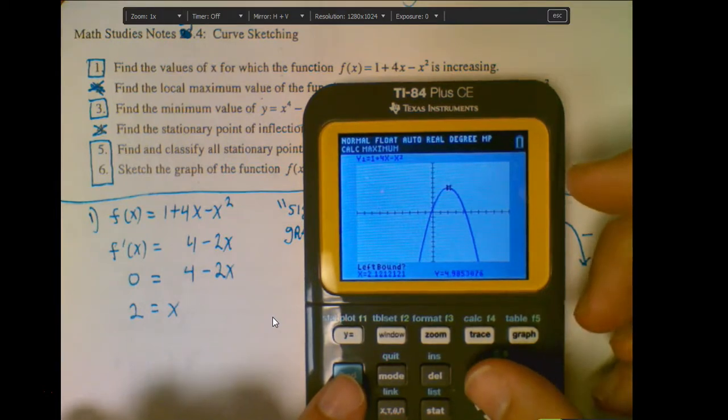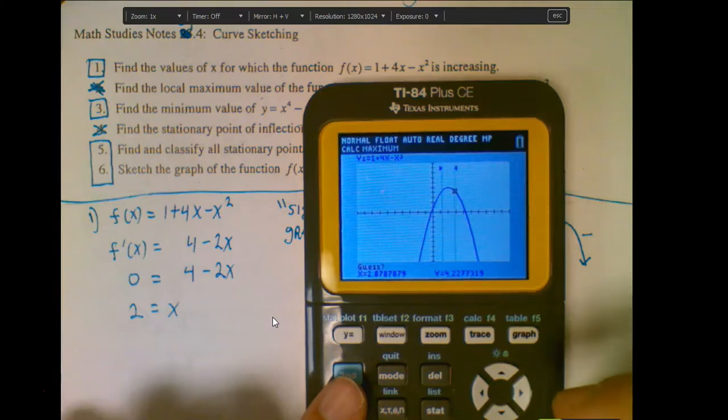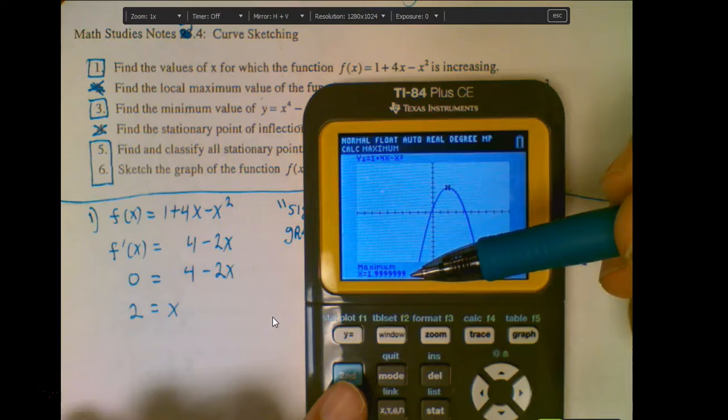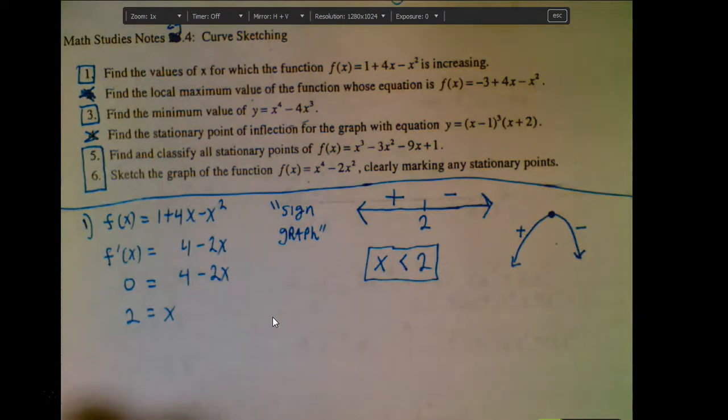So here's my vertex. So for the left boundary, just go left a couple times and hit enter. For the right boundary, just be to the right of the vertex and hit enter. Hit enter again, and there you go. We can see the point is essentially 2. So (2, 5) is the vertex.